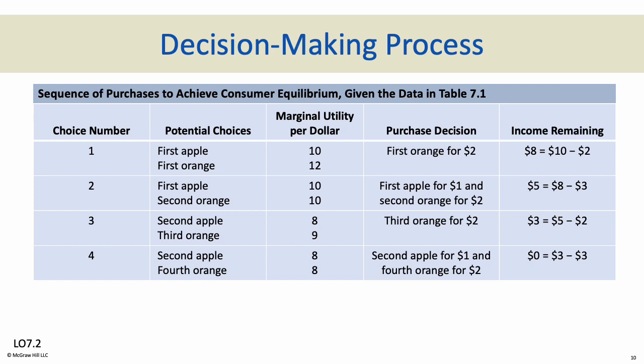So if we look here, we can think of how we can spend our income. Choice number one, first apple, marginal utility per dollar 10. First orange, marginal utility per dollar 12.